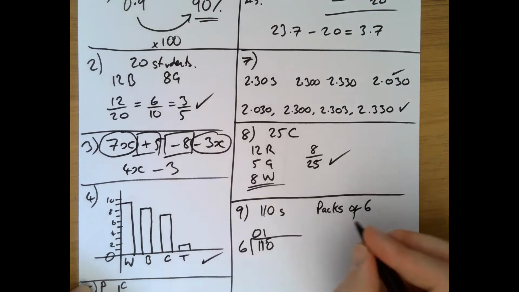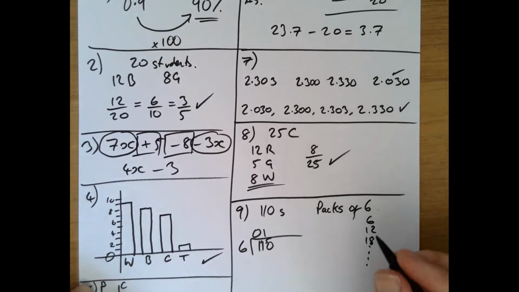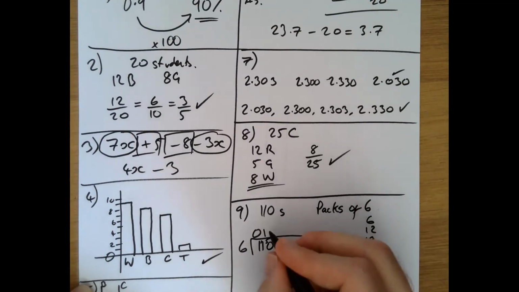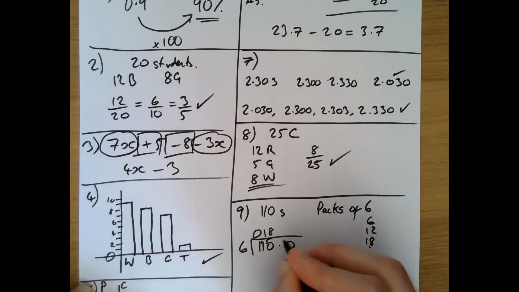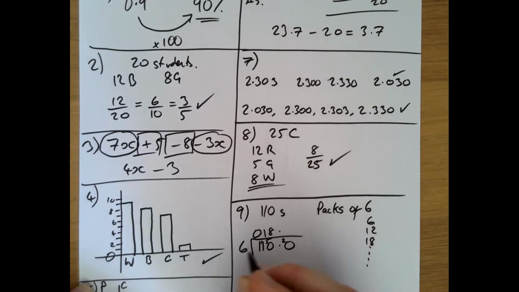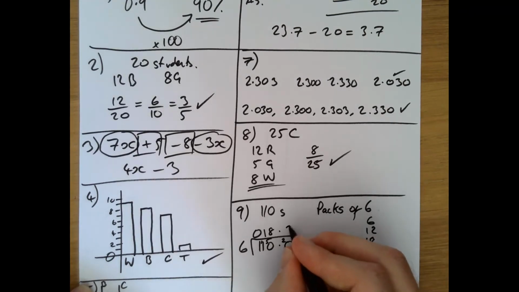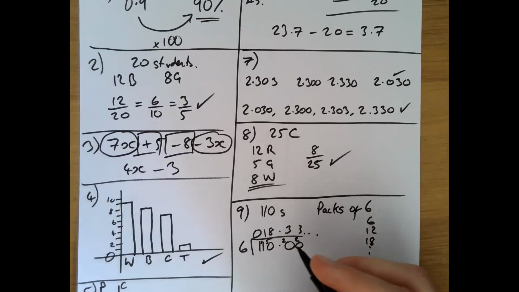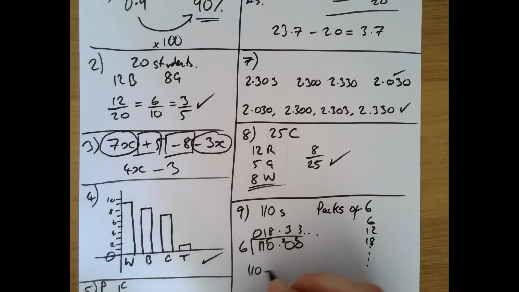If you're struggling with your times tables, just write them out. Right? You don't lose any marks. It'd be sensible to just write them out. 8 6s are 48. So I'm going to have a remainder of 2. 6s into 20 is 3, remainder 2, 3, and so on. So actually 110 divided by 6 is 18.3 recurring.